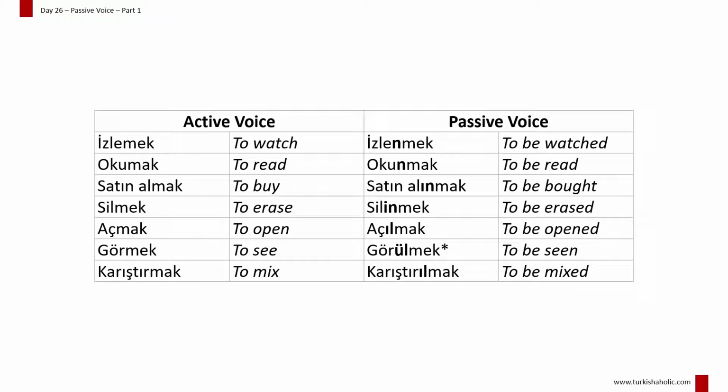First, let's see how passive voice words are made in the present simple tense. İzlemek, izlenmek, okumak, okunmak, satın almak, satın alınmak, silmek, silinmek, açmak, açılmak, görmek, görülmek, karıştırmak, karıştırılmak. Don't mistake görülmek meaning to be seen with görünmek meaning to be understood, which are completely different verbs.